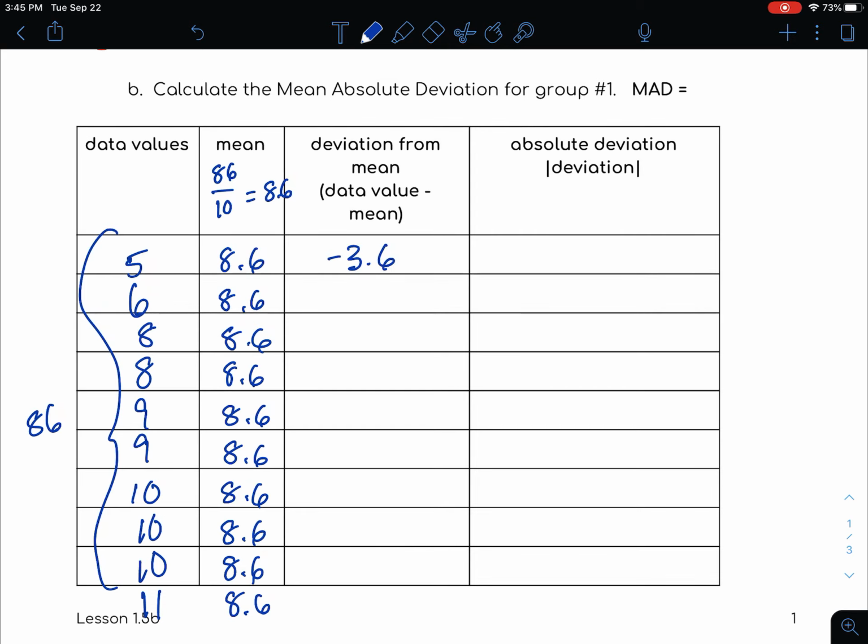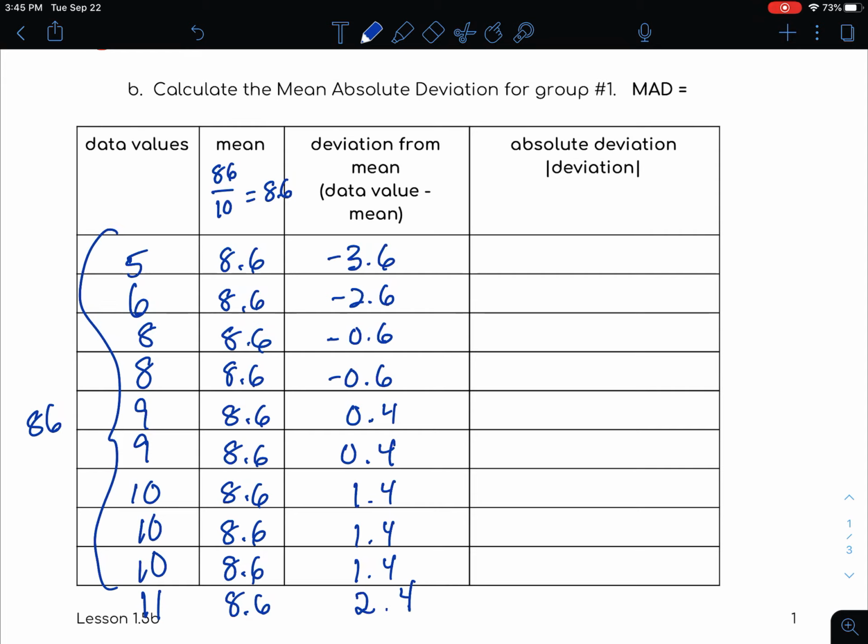is negative 3.6 because 5 is lower than the mean, so it's on the left side of the mean. 6 minus 8.6 is negative 2.6. That's also below the mean. Next one, negative 0.6. Next couple are negative 0.6. And then we have some numbers that are higher than the mean. 9 minus 8.6 is 0.4. 0.4 again. 1.4, 1.4, 1.4, and 2.4.